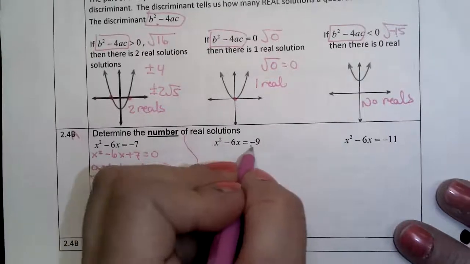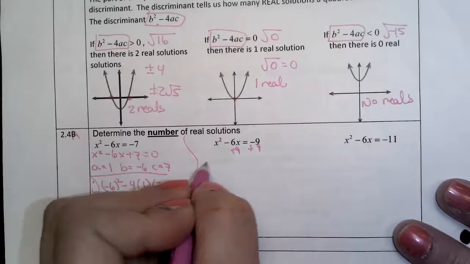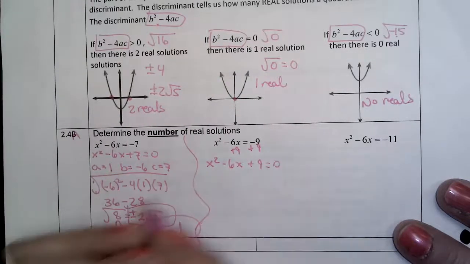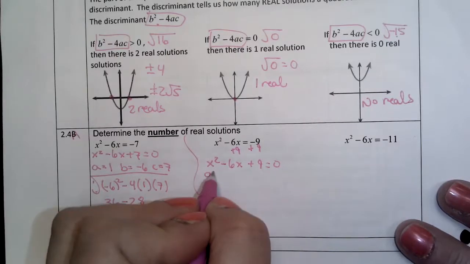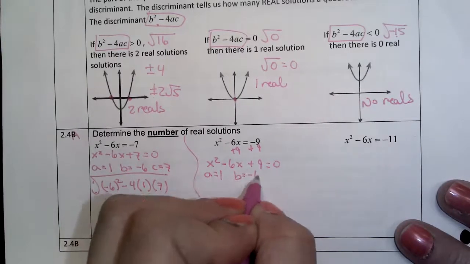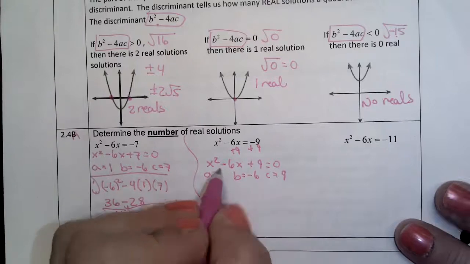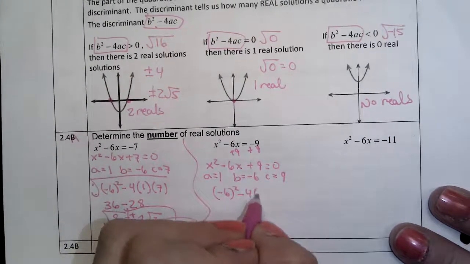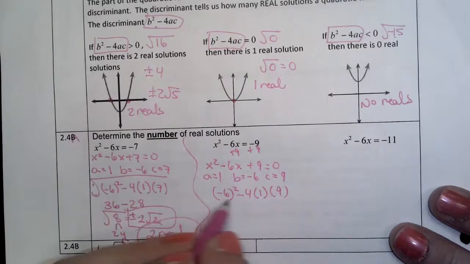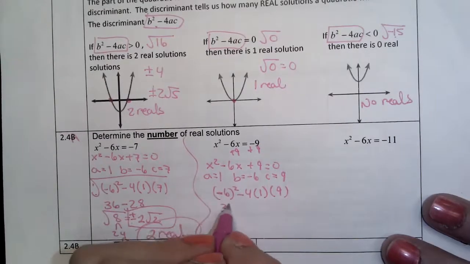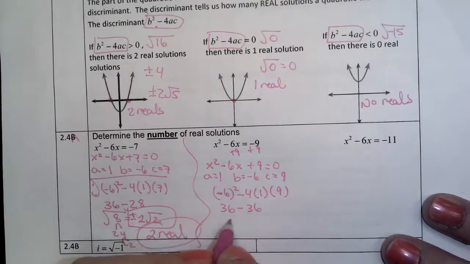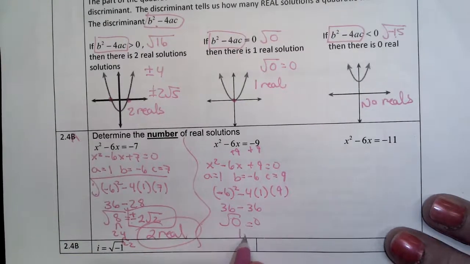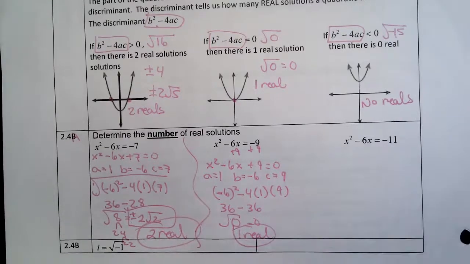Okay, the next one, same thing. I have to move that 9 over. So I get x squared minus 6x plus 9 equals 0. So my A is 1, my B is negative 6, and my C is 9. So I'm going to do B squared, negative 6 squared, minus 4 times A times C. Negative 6 squared is 36 minus 36. So that's 0. So the square root of 0 is just 0. So that's 1 real solution.